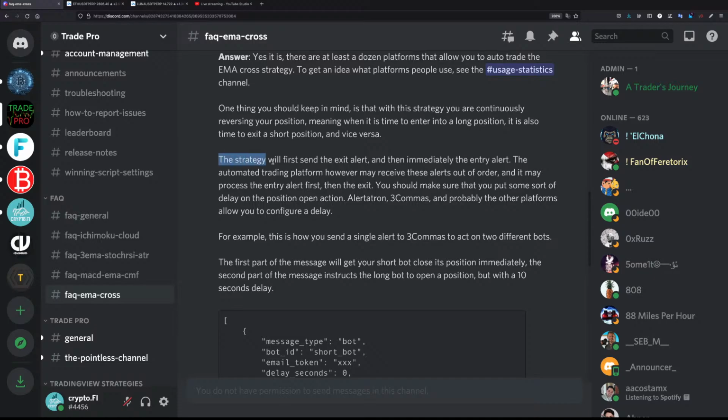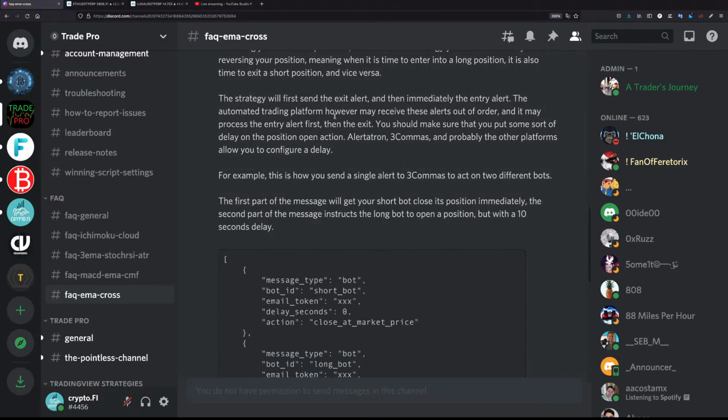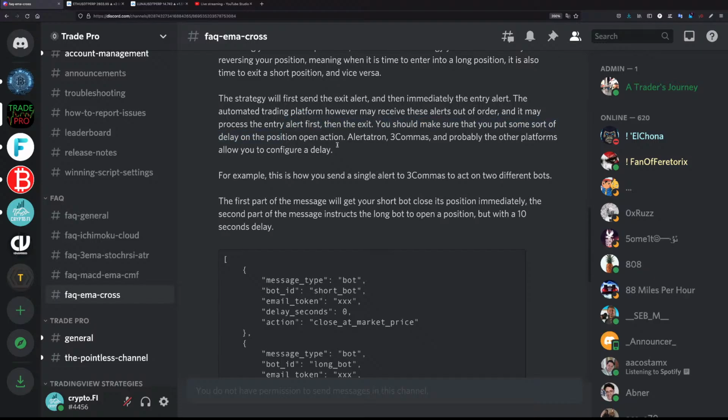Okay, now I get the answer to what I was rambling about. So the strategy will first send the exit alert and then immediately the entry alert. The automated trading platform, however, may receive these alerts out of order, and it may process the entry alert first, then the exit. You should make sure that you put some sort of delay on the position open action. Alertatron, 3Commas, and probably the other platforms allow you to configure a delay.